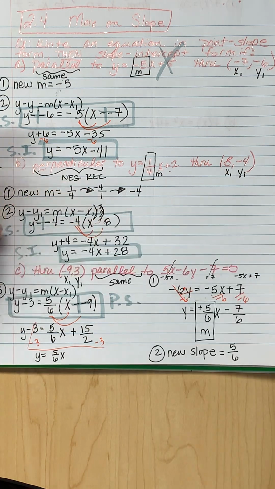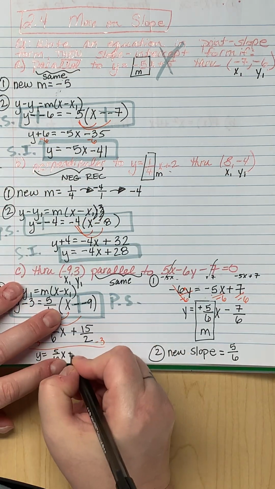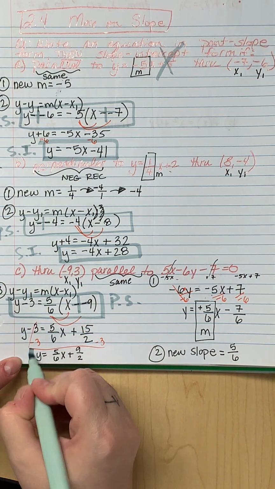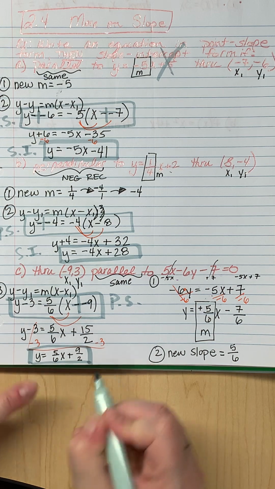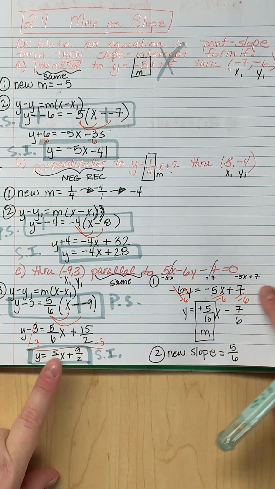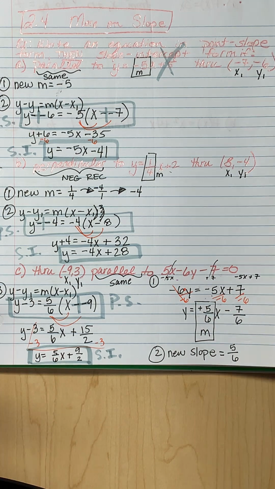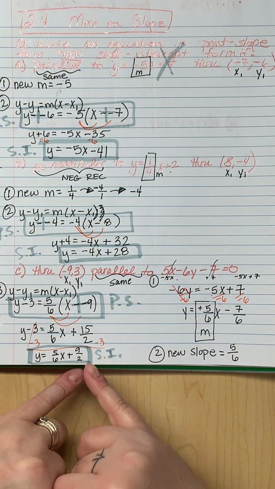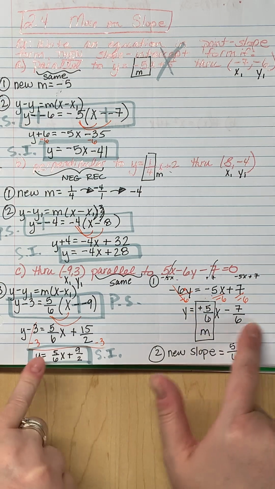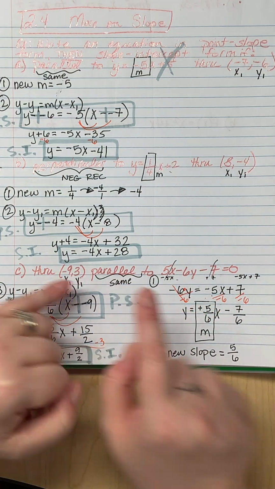Heck yeah, 9 over 2, positive. Okay, so this is the equation that's parallel to that original equation they gave us. So if you want to check yourself, you can graph both y equals equations. So this one with the 9 over 2 and this one with the 7 over 6, we could graph both of those and they will be parallel.